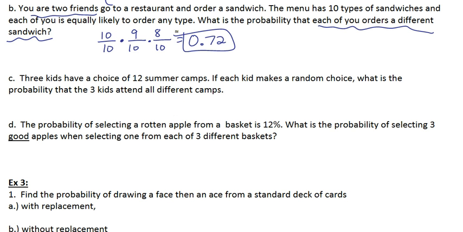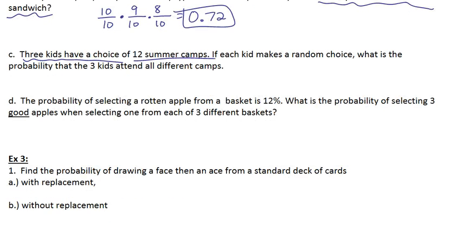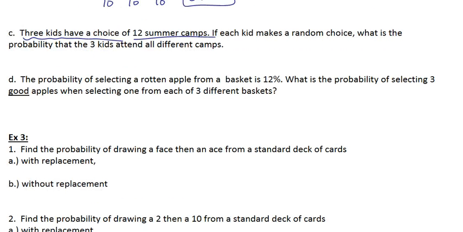Part C is similar to Part B. I made a similar question because this one's always kind of hard. So now I've got 3 kids. They have 12 summer camps to pick from. Every kid's making a random choice. I want to know, what is the probability the 3 kids all attend different camps?